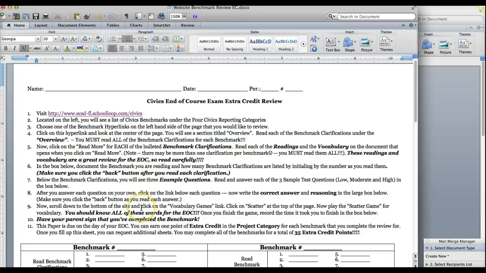So then to document this for what you're going to turn into me, number 6 says in the box below, document the benchmark you are reading and how many benchmark clarifications are listed by initialing by the number as you read them. Then you make sure you click the back button after you read each clarification.